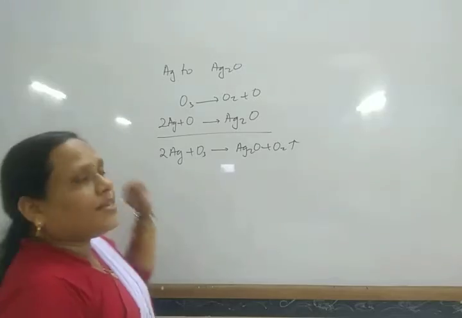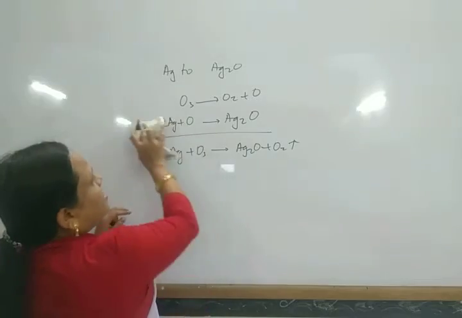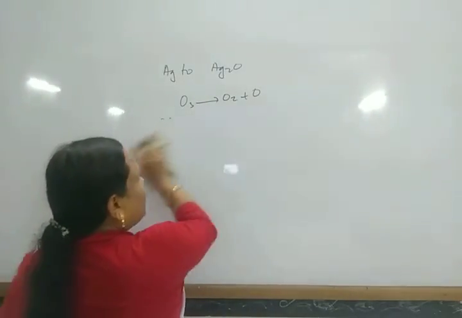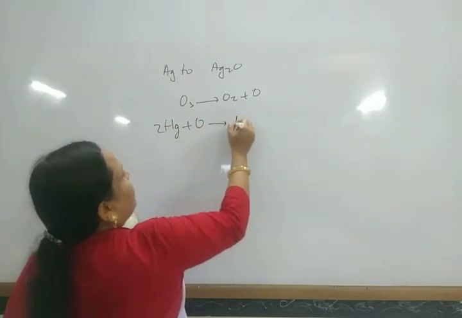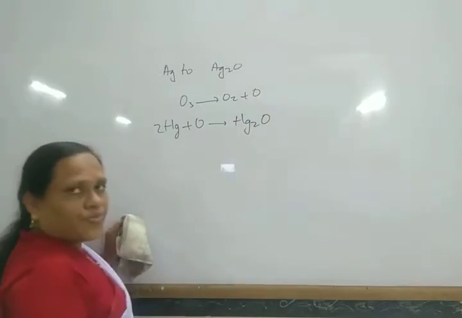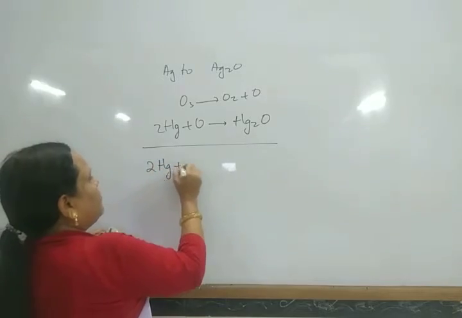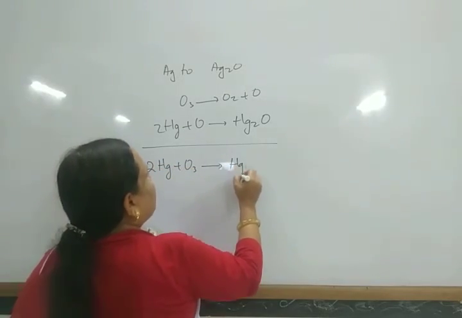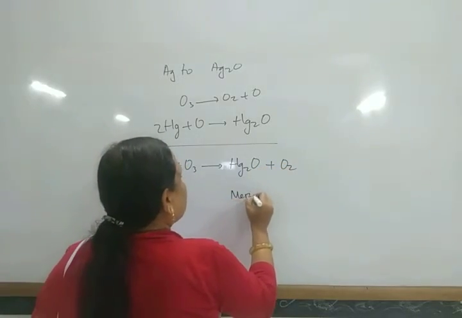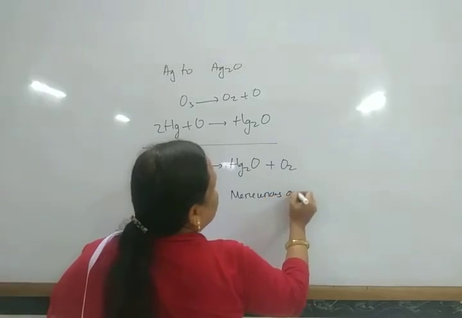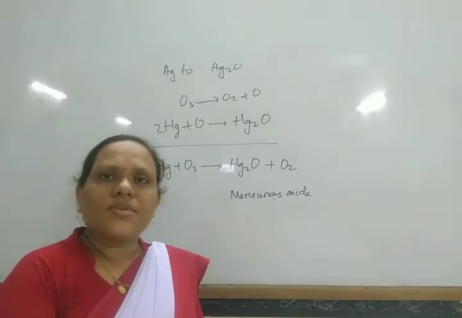In the same way, it oxidizes mercury to mercurous oxide. So 2Hg plus O gives rise to Hg2O, mercurous oxide, and the overall reaction is 2Hg plus O3 gives rise to Hg2O plus O2. So when ozone reacts with mercury, it forms mercurous oxide.